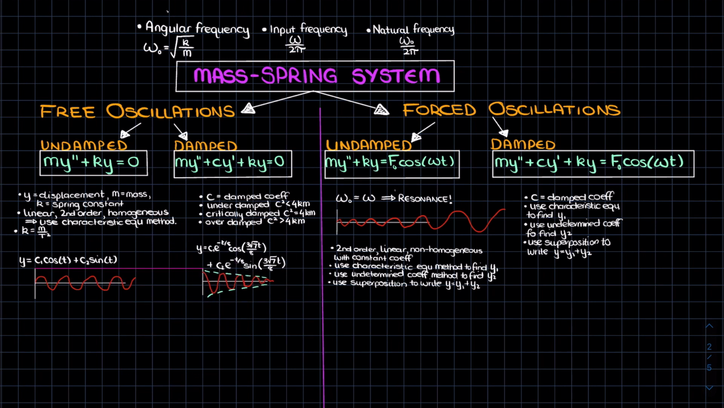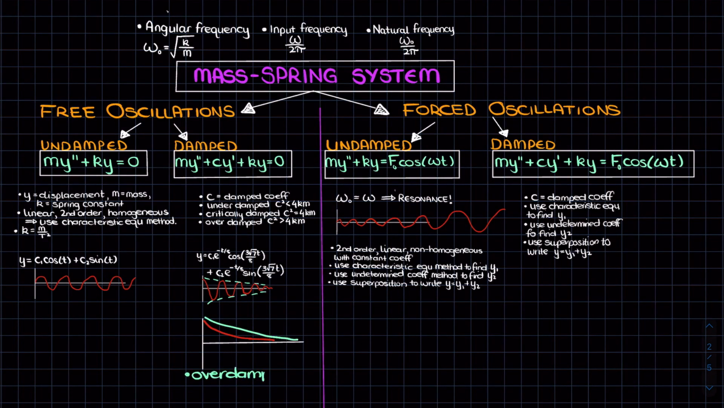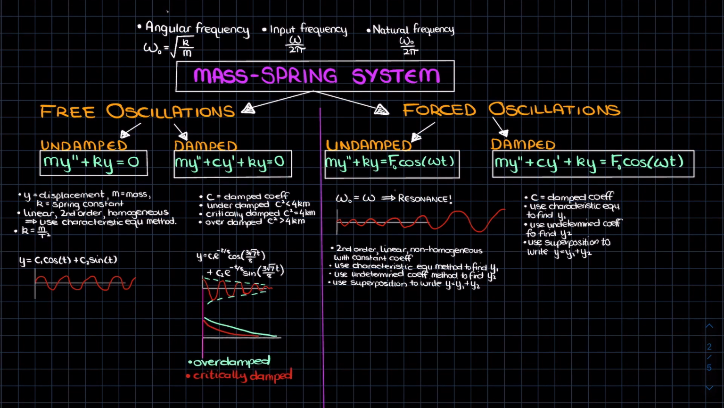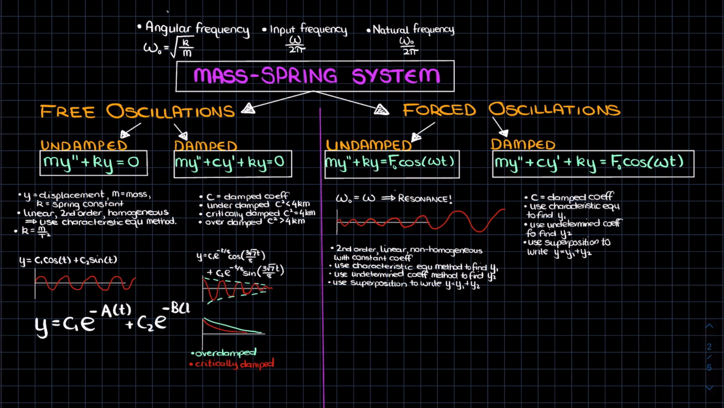And we also have critically damped and overdamped. So now we don't have any oscillation at all. And critically damped just means it goes to zero faster than if it was overdamped. So a general solution for both of these would look something like y equals c1 e to the minus some function a of t plus c2 e to the some function minus b of t. So no oscillation and no sine and cosine terms.